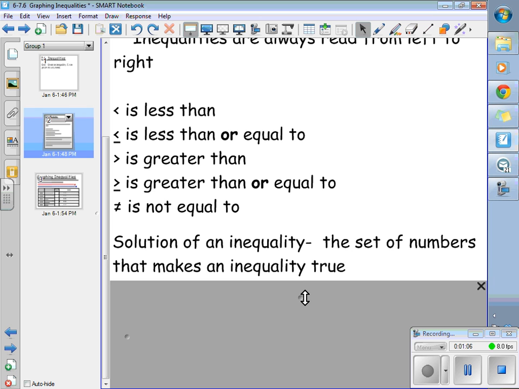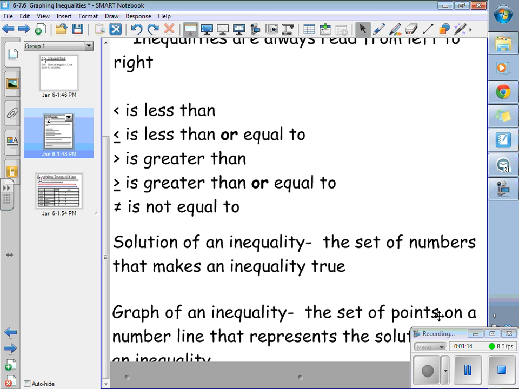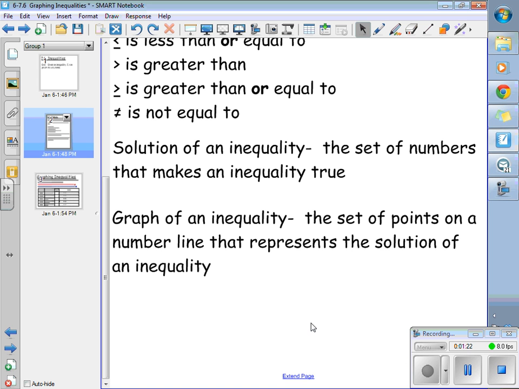The solution of an inequality is the set of numbers that makes the inequality true. And the graph of an inequality is the set of points on a number line that represents the solution of an inequality. So when we talk about the solution of an inequality, say you're saying that x is less than -8. Any numbers less than -8 would be true for that statement.